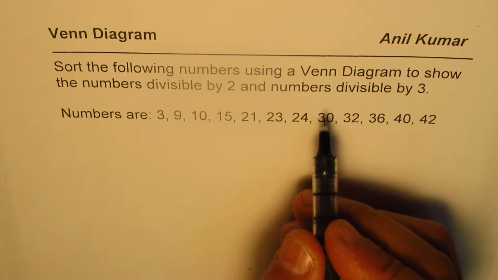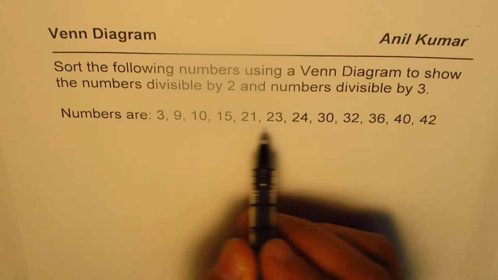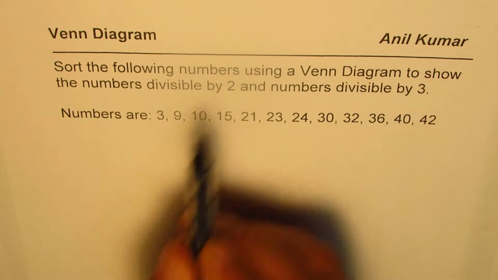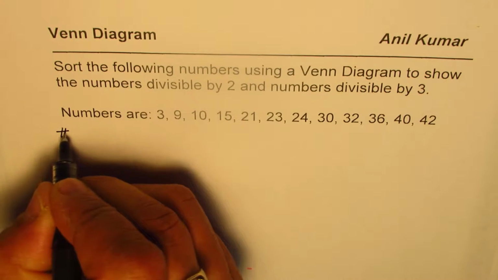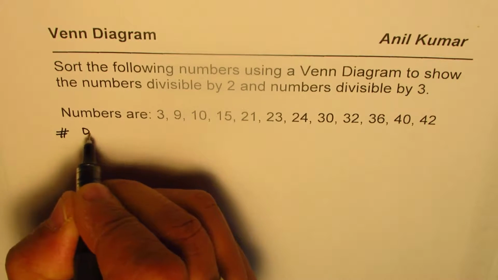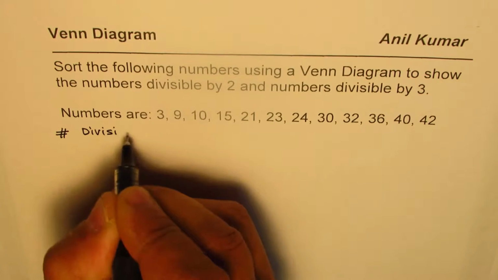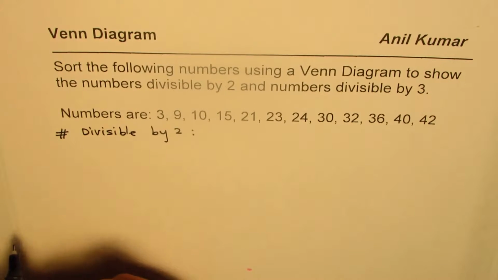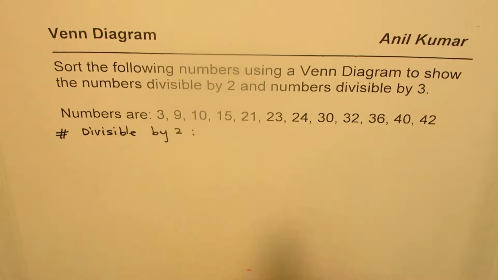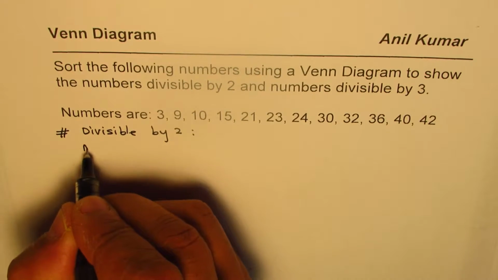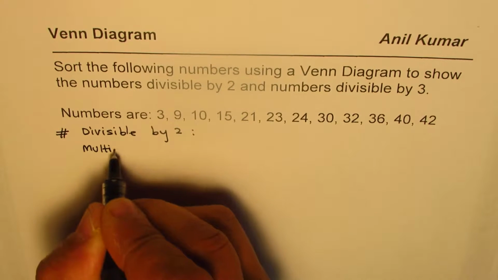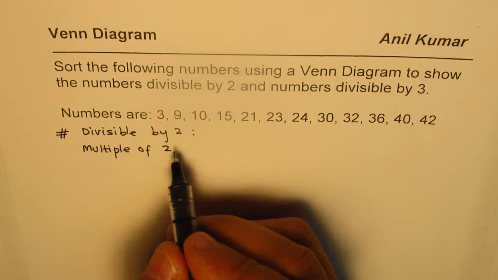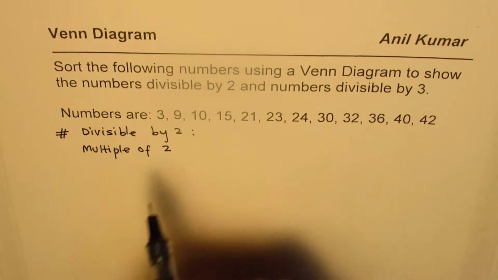Now even before we begin, let's first find from this list what are the numbers which are divisible by 2. So let's make a list first. Numbers divisible by 2. What does it mean? All the numbers which are divisible by 2, they are also multiples of 2. Is that okay? It means the same thing. It means multiple of 2, right? So there are 2, 4, 6 such numbers.